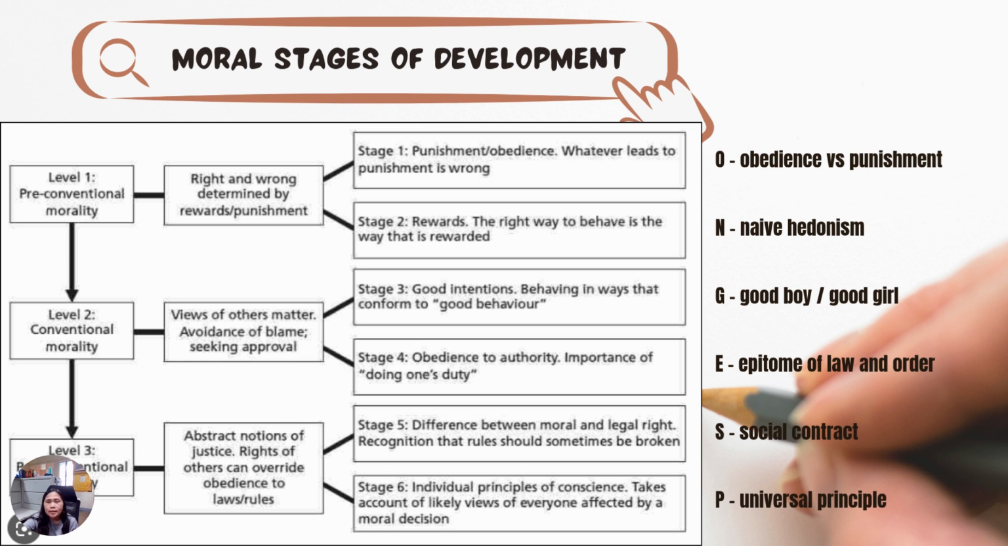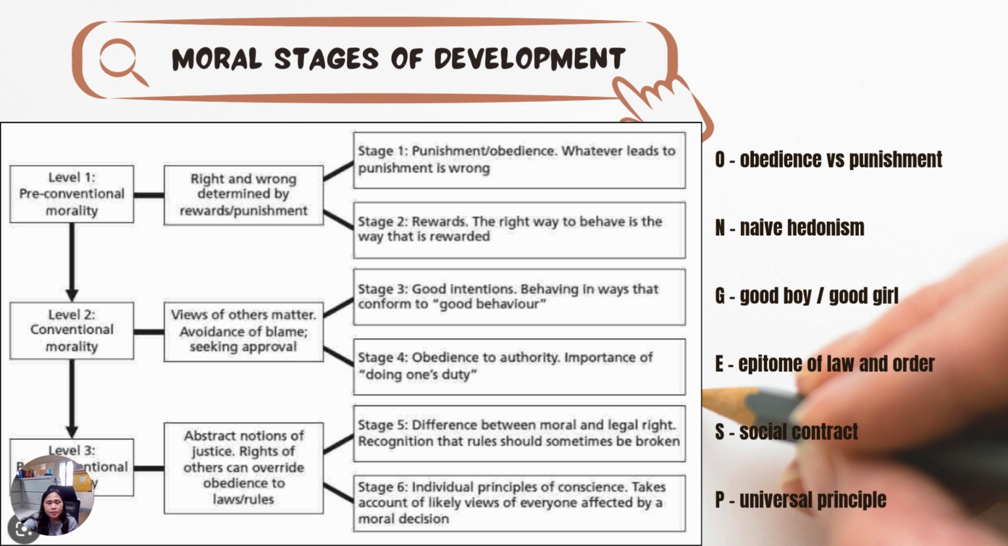When we say rewards, in other authors, it's about hedonism. When we say hedonism, pleasure. So that's stage 2. Then level 2, we have here conventional morality, which again consists of two substages. We have here good boy, good girl, and we also have the epitome of law and order. Then level 3, we have the post-conventional morality, which consists of two substages. We have here social contract and universal principle.